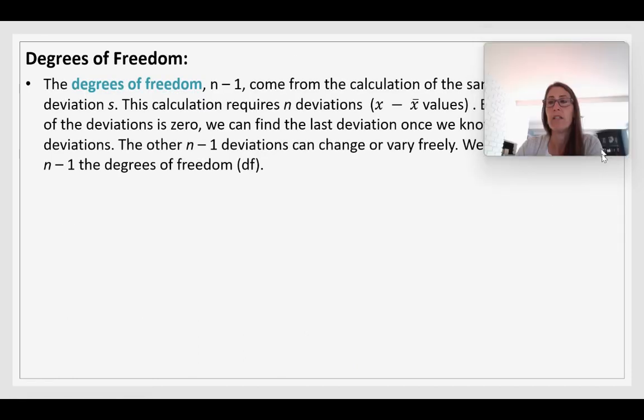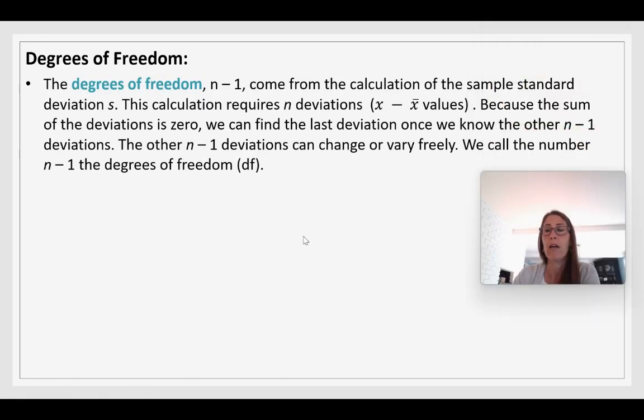So the degrees of freedom, n minus 1, come from the calculation of the sample standard deviation S. This calculation requires n deviations, and remember, deviations are how far each value x is from the mean. Because the sum of the deviations is 0, we can find the last deviation once we know all the other n minus 1 deviations. The other n minus 1 deviations can change or vary freely, and we call the number n minus 1 the degrees of freedom.